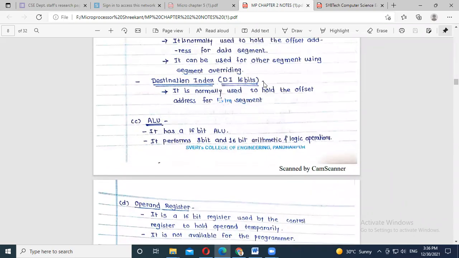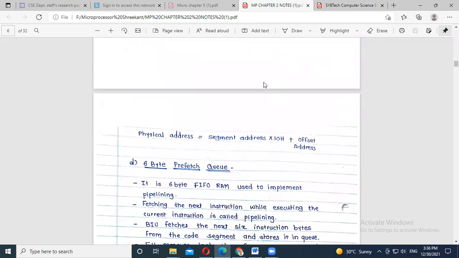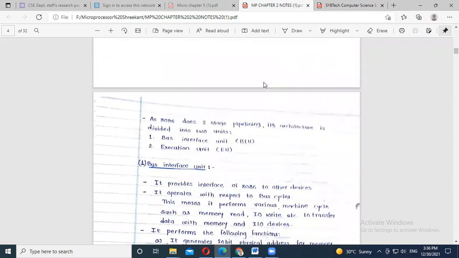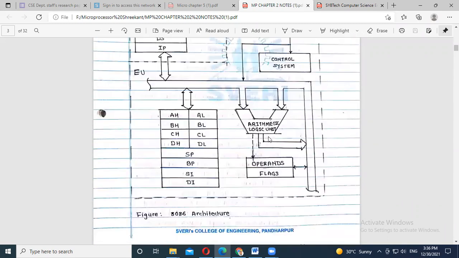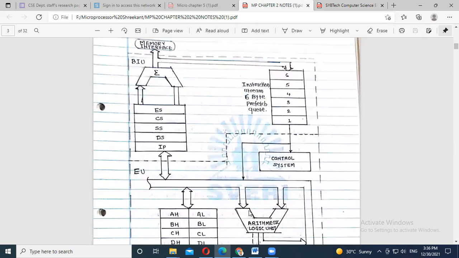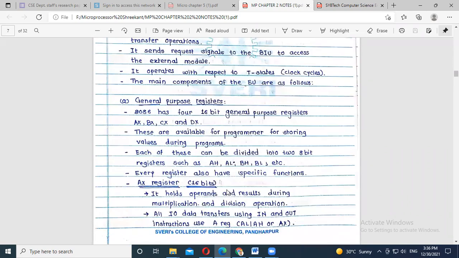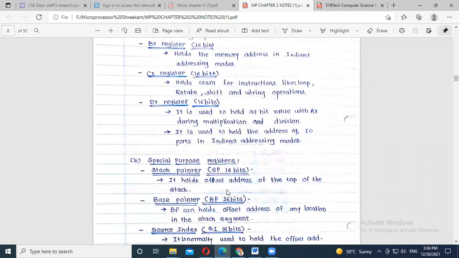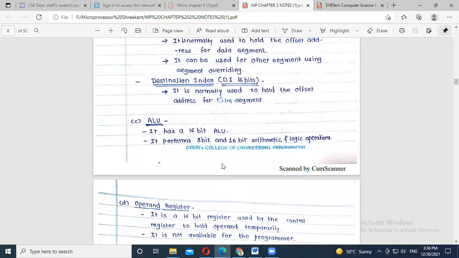Next I move to the ALU. The ALU is present in the architecture, this portion. So the arithmetic and logical unit. It also has a 16-bit capacity. It performs 8-bit and 16-bit arithmetic and logical operations.